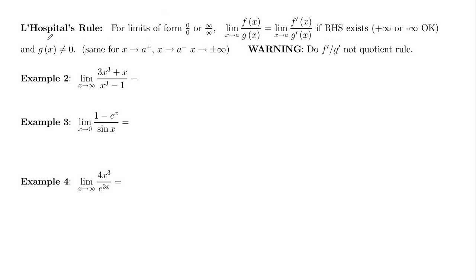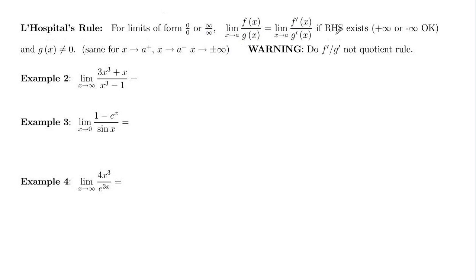So what does L'Hopital's rule actually say? Well, if you have limits that are of the form 0 over 0 or infinity over infinity, those are indeterminate forms, then the limit as x approaches a of f of x over g of x is the same as the limit of f prime over g prime.